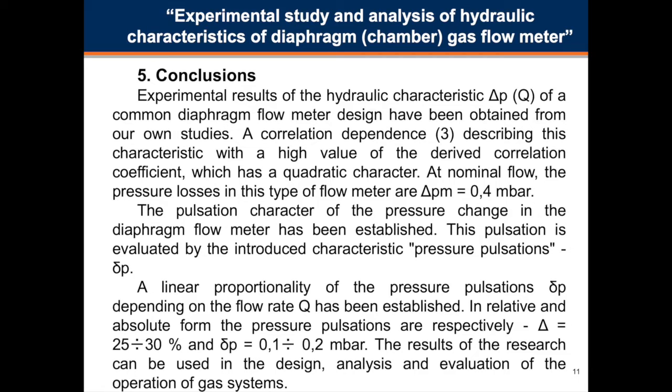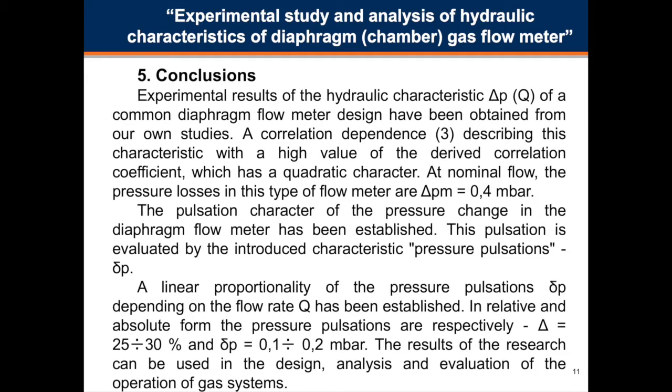Experimental results of the hydraulic characteristics for the pressure drops and flow rate of a common diaphragm flow meter have been obtained from our own studies. A correlation dependence describing this characteristic with a high value of correlation coefficient is derived, which has a quadratic character. At nominal flow, the pressure losses in this type of flow meter are 0.4 millibars.